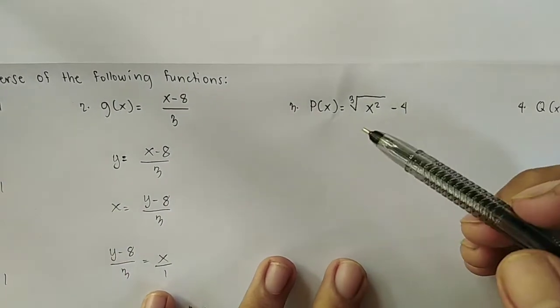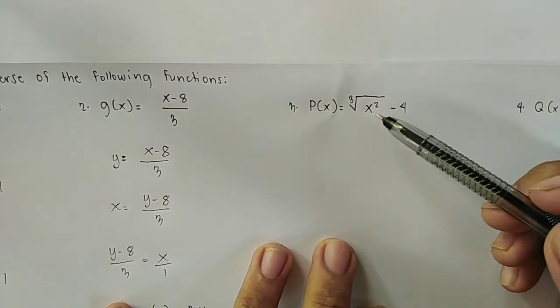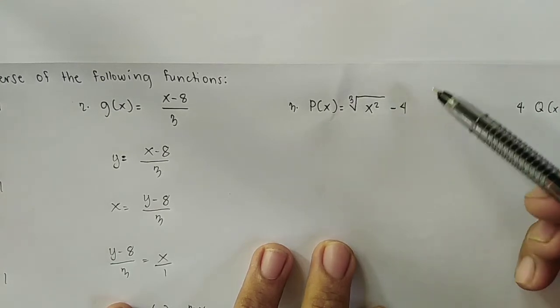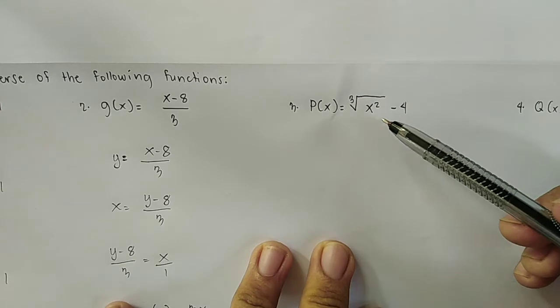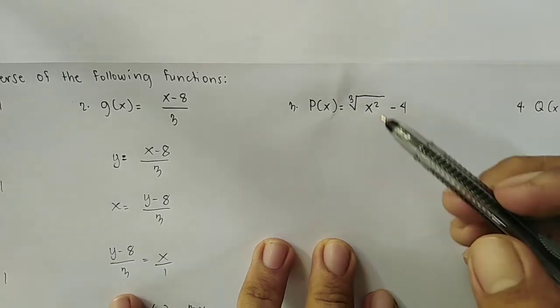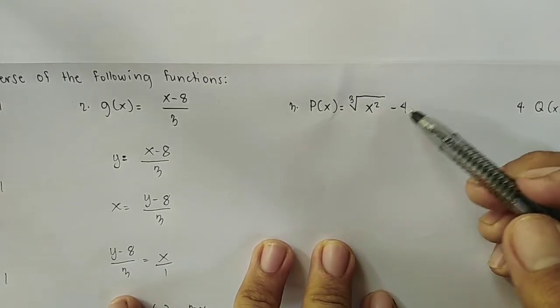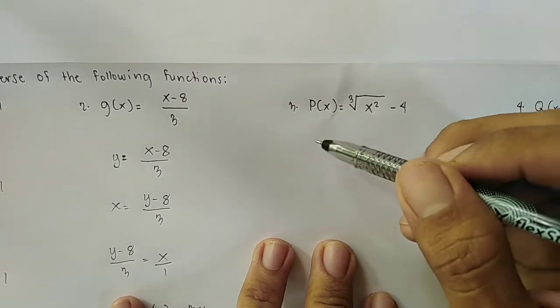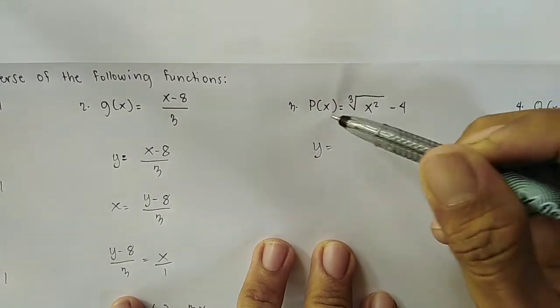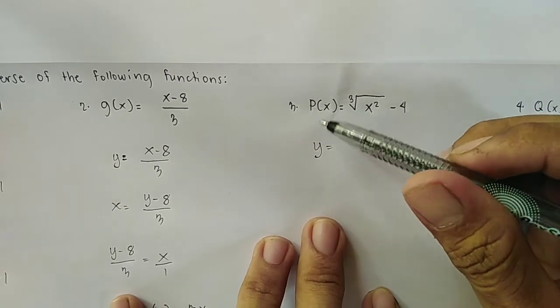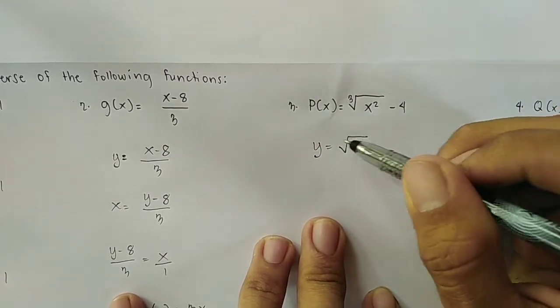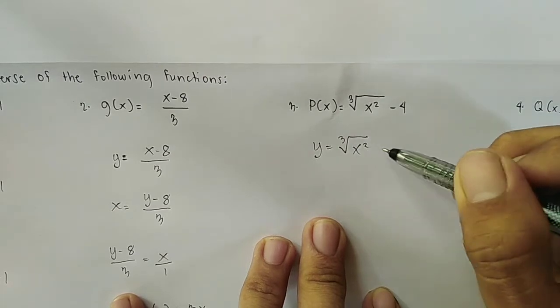We have p of x is equals to the cube root of x squared, minus 4. Mind you, negative 4 is not included in the cube root symbol or in the radical symbol. So we have to be careful with this one. The first thing that we are going to do is change the functional notation p of x into y. So replace the functional notation with y and then copy the rest of the function, minus 4.